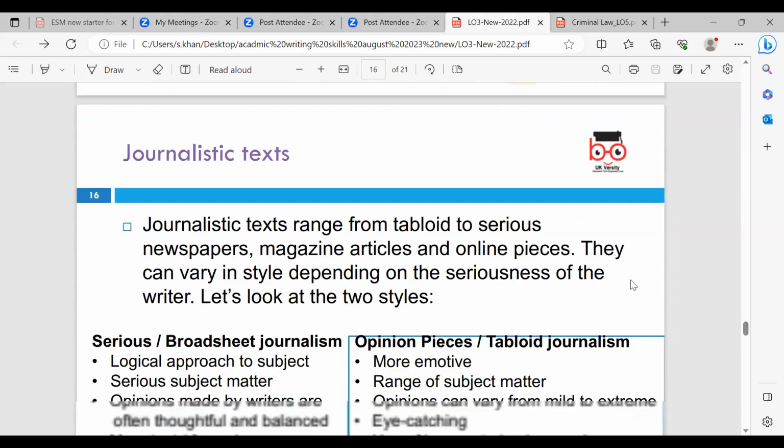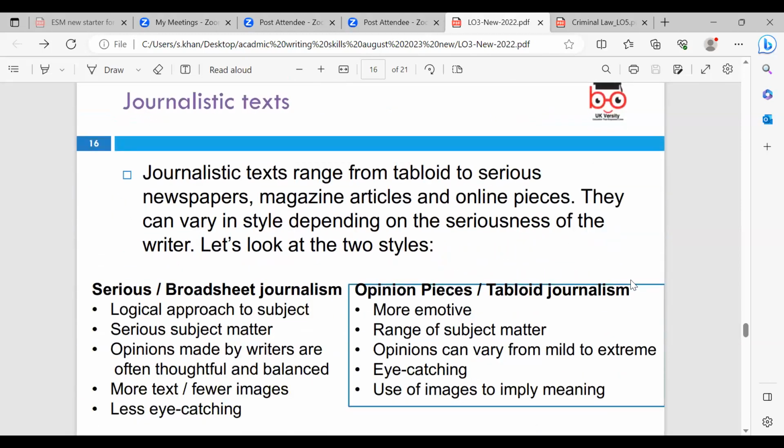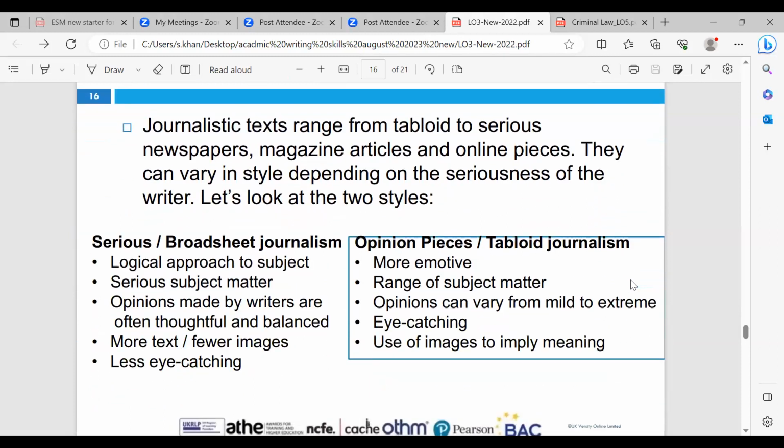Then we've got journalistic text. Journalistic texts range from tabloid to serious newspapers, magazine articles, and online pieces. They can vary in style depending on the seriousness of the writer. Let's look at two styles. So there's two styles here.